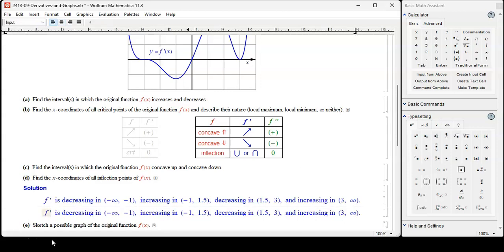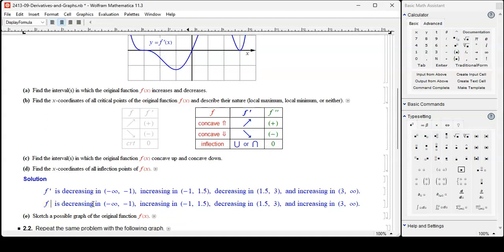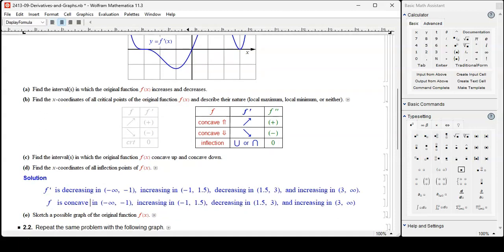Therefore, the original function is concave up, decreasing, so going down, concave down, and then concave up, and then decreasing, going down, and then increasing, concave up. So up is up, down is down. You see, this wrong solution now became a correct solution.